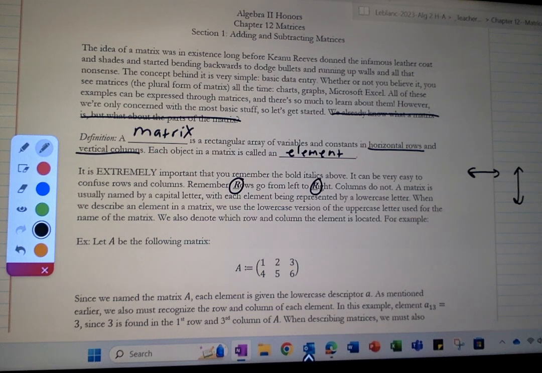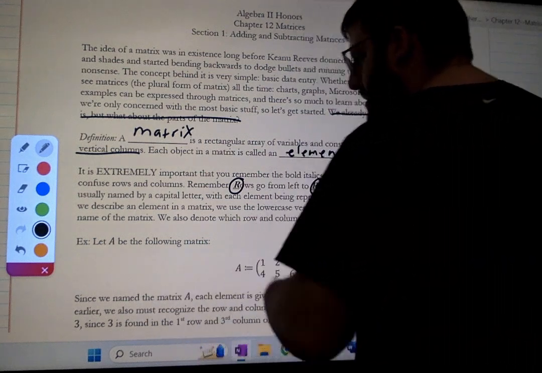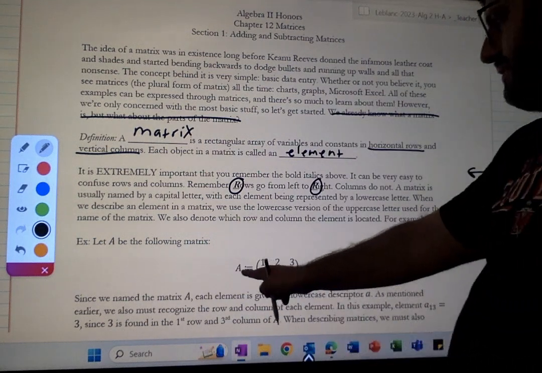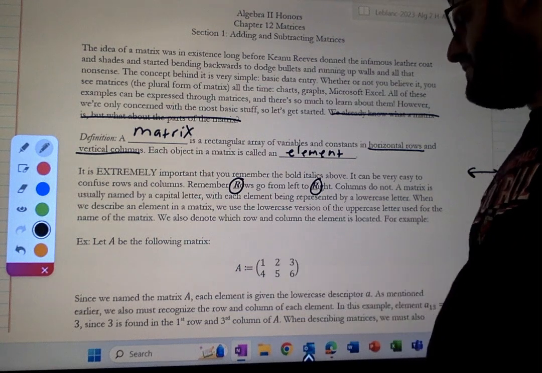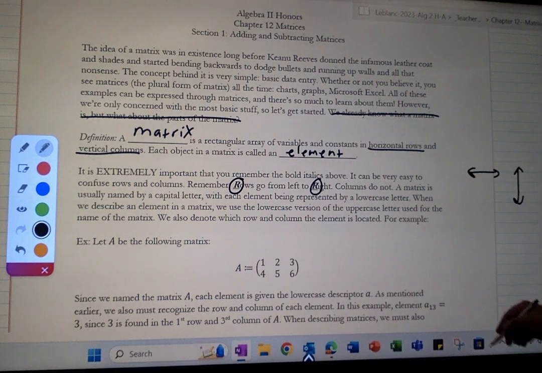A matrix is usually given by a capital letter, where each element is represented by its lowercase counterpart. When we describe an element in the matrix, we use the lowercase version of the uppercase letter, and we also denote which row and column that element is located in. So here's an example. I have a capital A defining this matrix: 1, 2, 3, 4, 5, 6. Since A is the matrix, lowercase a is used for every element in that matrix. Again, we want to recognize the row and column of each element.